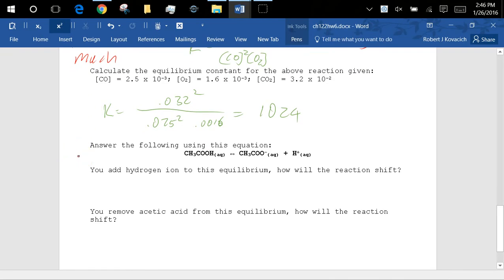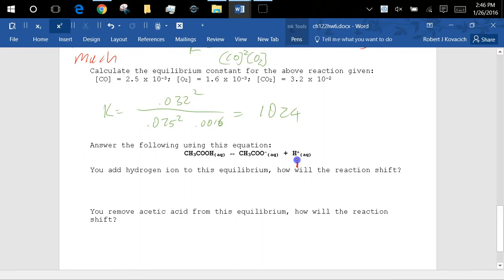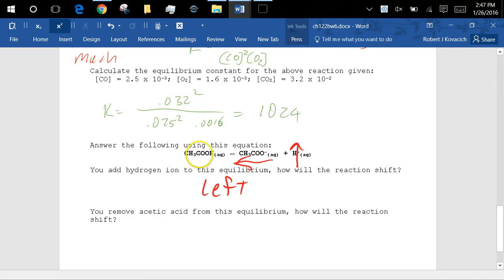If you add hydrogen to this, how will this reaction shift? Okay. What's going to happen here? I increase the amount of hydrogen, and which direction is this going to shift? To the right? No, left. To the left. So for this one, it's definitely going to be shifting that direction. So for the next one, if I remove acetic acid from this, so I take out some acetic acid, what's going to happen? It's also going to shift to the left.